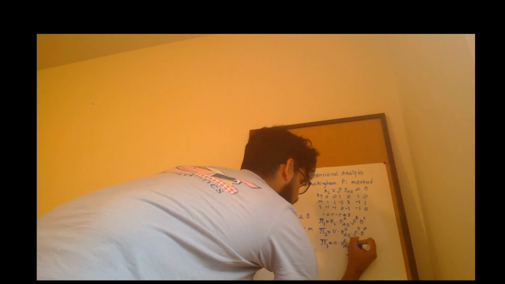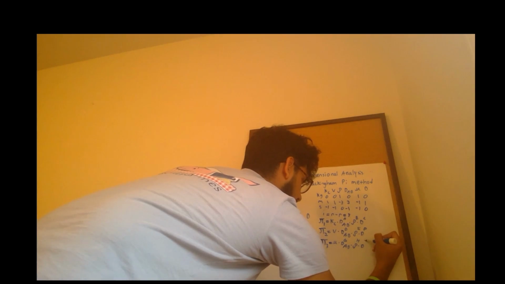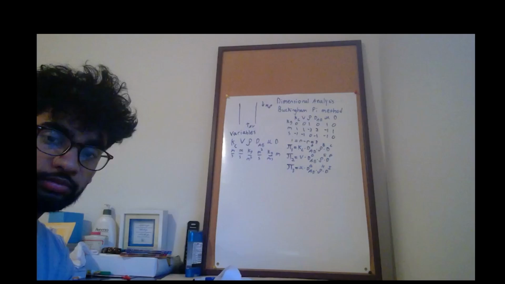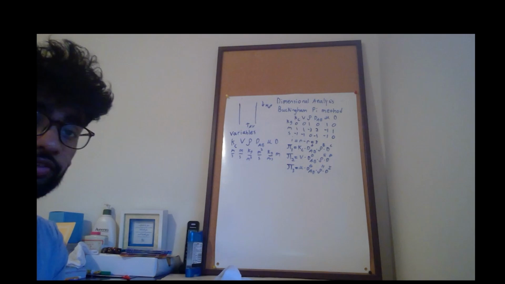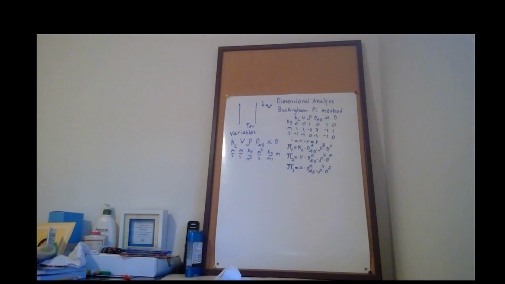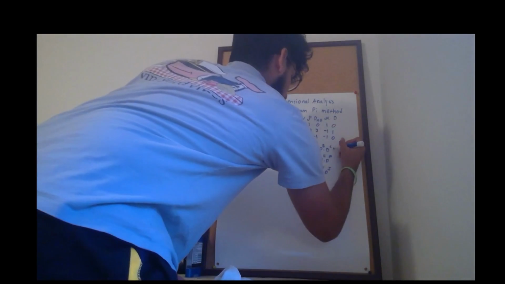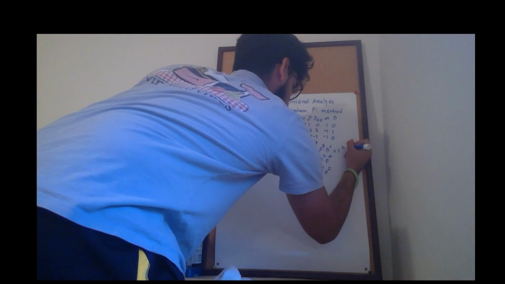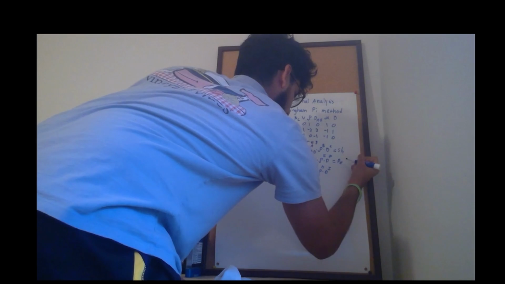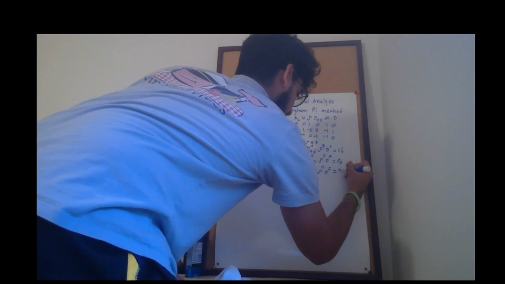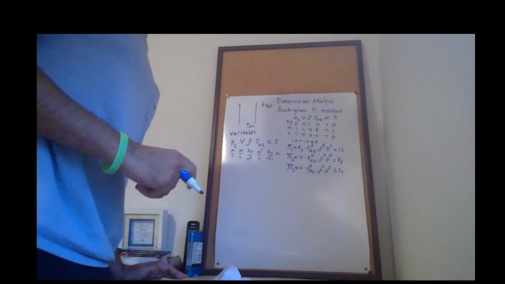And I'm going to use G, H, and I. So the next part is to basically solve for the exponents of each of the dimensionless groups. And I also wanted to mention that the first dimensionless group is our Sherwood number. The second group is our Peclet number. And the last group is our Schmidt number.